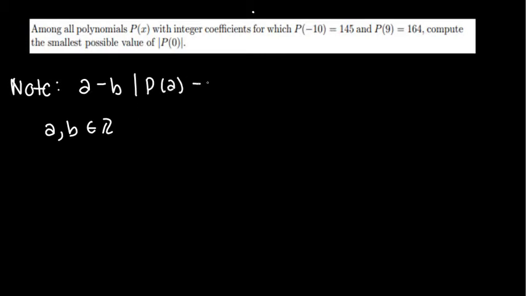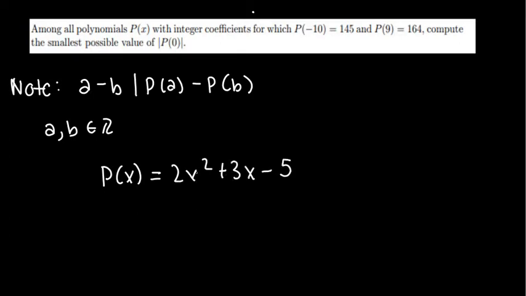Okay, so let's begin. Let's do a side note really quickly. We can prove that for any integer values a and b, a minus b divides p of a minus p of b. So let's take an example, p of x equals 2x squared plus 3x minus 5. These have integer coefficients, which is part of the constraints of this question.